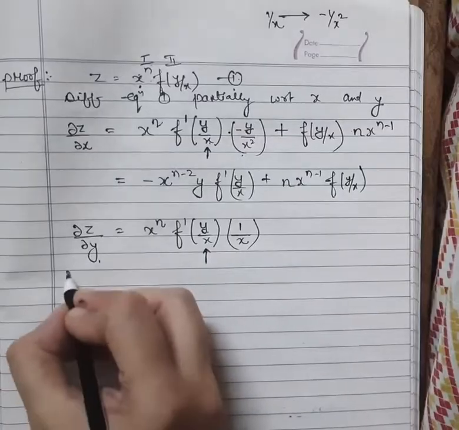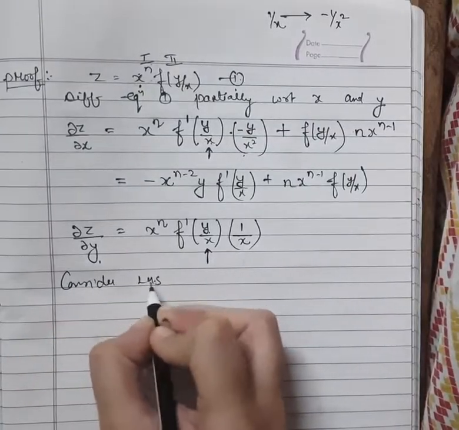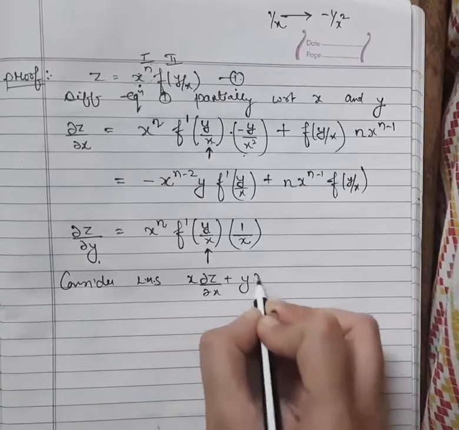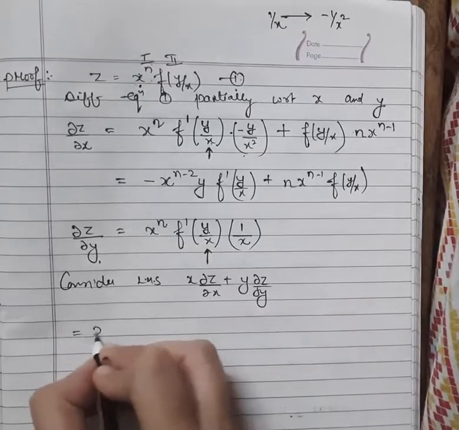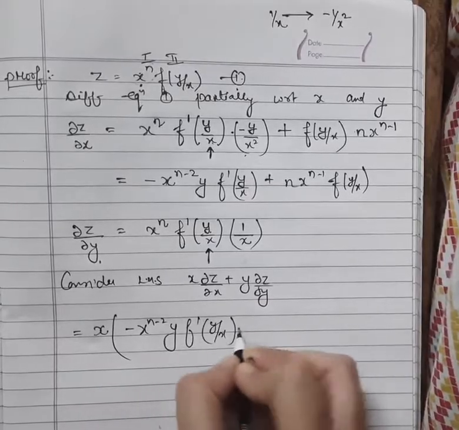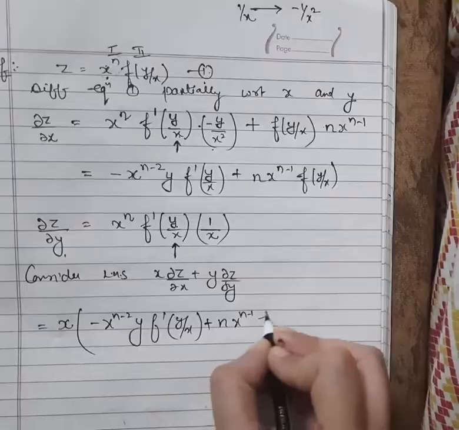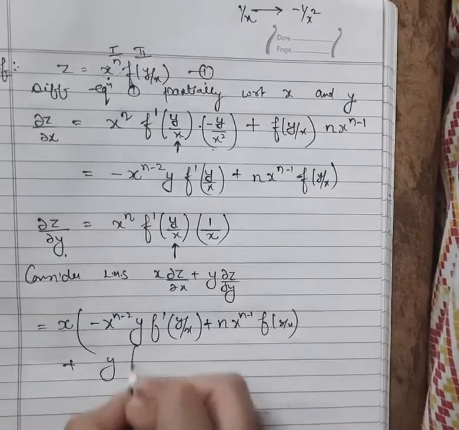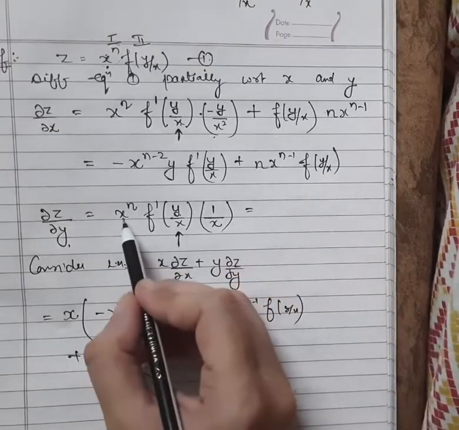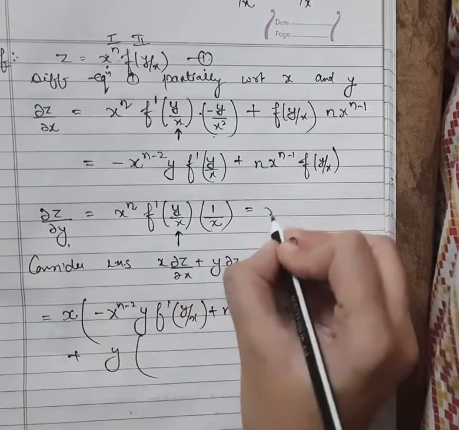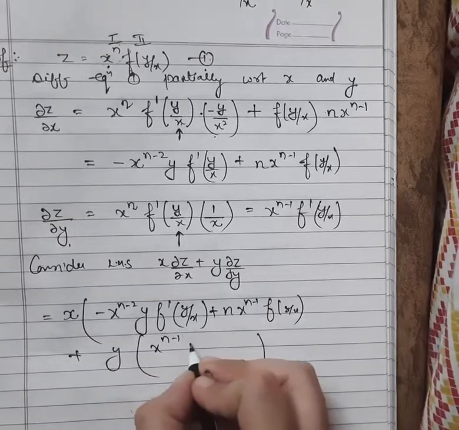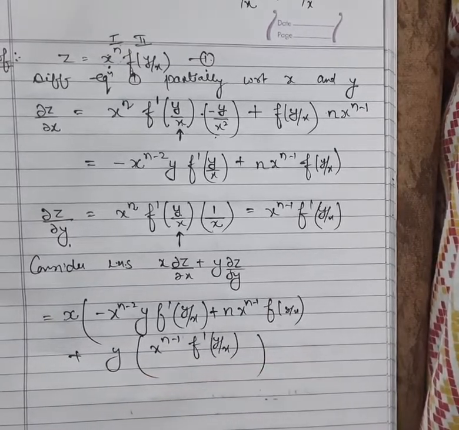Now I will consider my left hand side of the equation. Consider left hand side, that is x curl z by curl x plus y curl z by curl y. This is equal to x. Substitute the values here. Just put the values of the differentiated terms in this equation, and here also we can write x raised to power n, and this was x raised to power n minus 1 f dash y upon x.